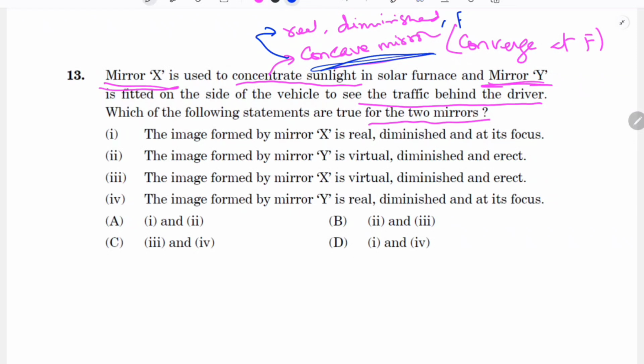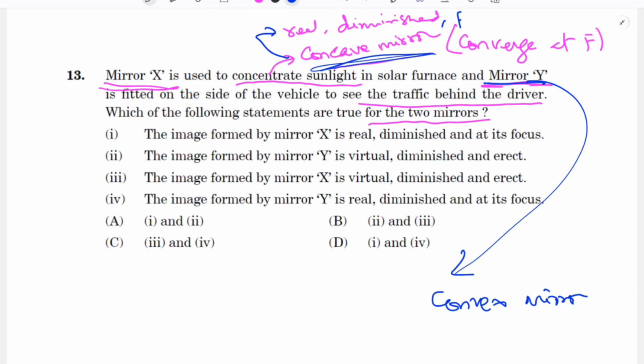For mirror Y, convex mirror. So side view. In the vehicles we use a side mirror, no? So which mirror we will use? That is mirror Y. I will write here. This is convex mirror. So you should know the features of the convex mirrors. It is used to see traffic behind the driver, which means it is a convex mirror.